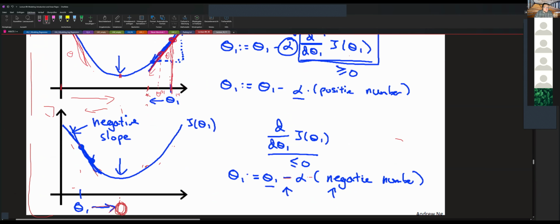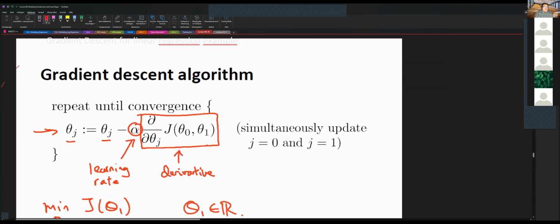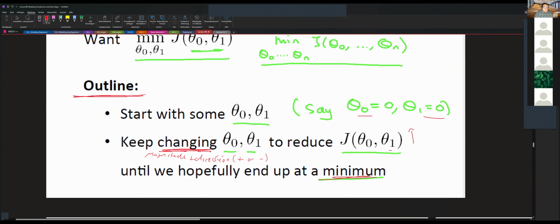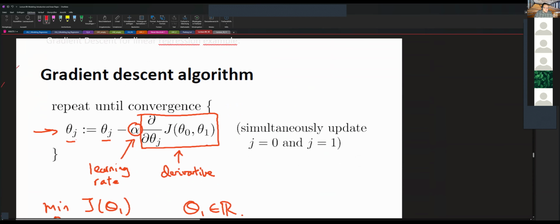And the same is true for this thing right here. If I start here, so this is theta 1, then I could potentially move here, and I would get closer to the middle. This is how it works. What I just told you creates a descent algorithm. The idea is we start with some theta 0 and theta 1, and then we're going to update the parameter.